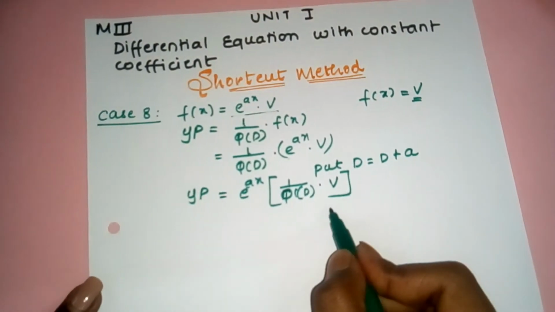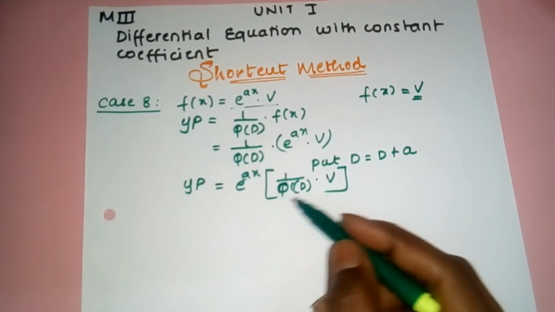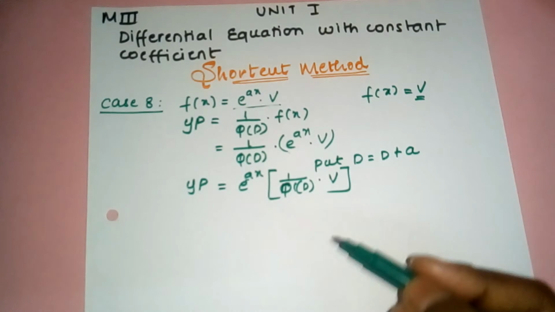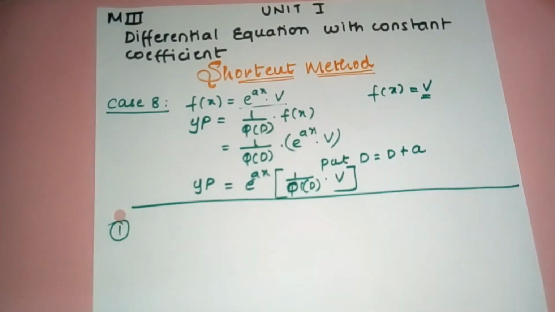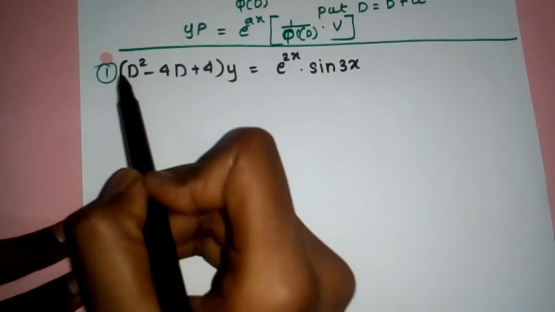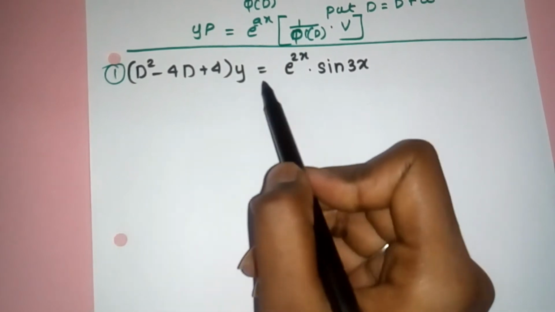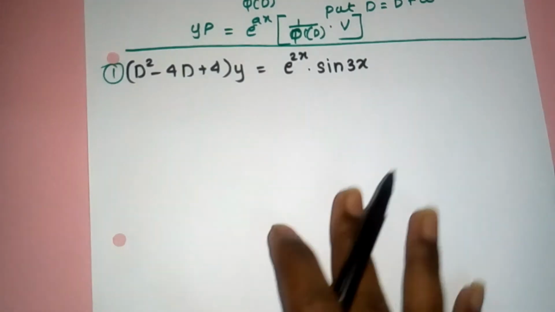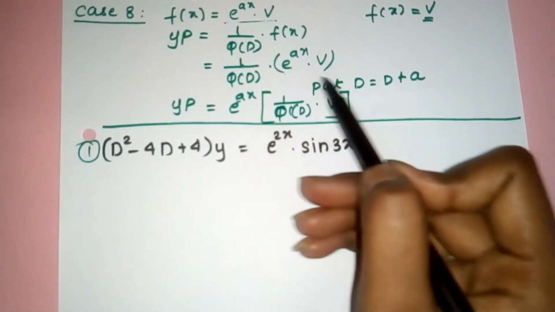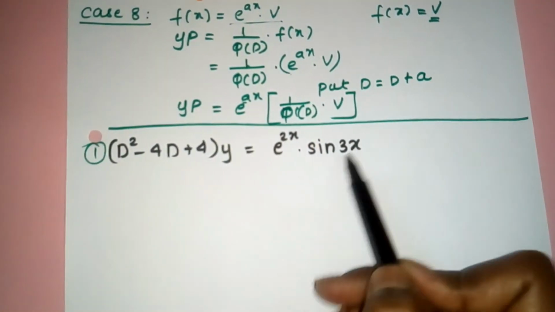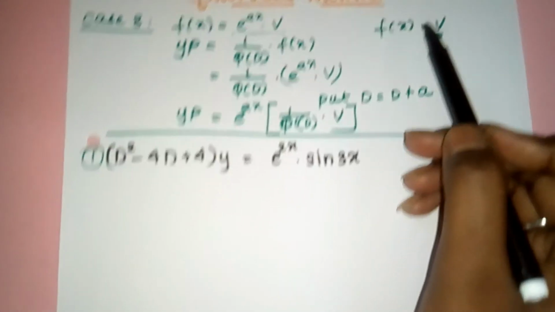So this is the case. As we take some examples, we'll understand how we have to solve the sums of case 8. So let's start with one example. We have taken this example: d square minus 4d plus 4 y is equal to e raised to 2x into sin 3x. Now we can see it is in the same form, e raised to ax into v. Now v is sin 3x. I told you all that v will be anything that is f of x.